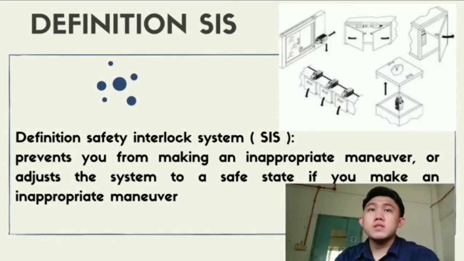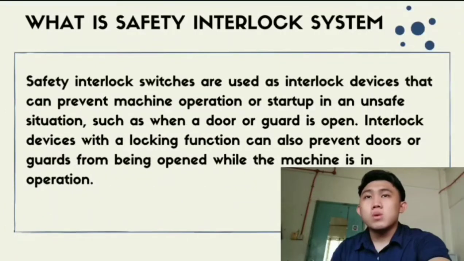Definition: a safety interlock system (SIS) prevents you from making an inappropriate maneuver, or adjusts the system to a safe state if you make an inappropriate maneuver. What is a safety interlock system?